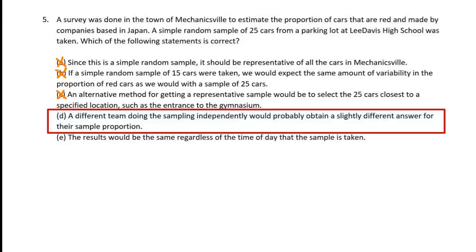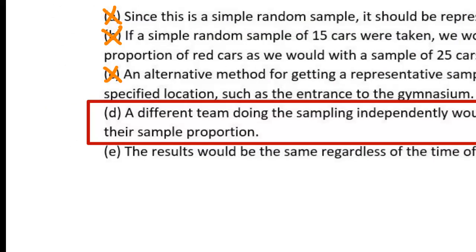A different team doing the same thing on a different day, independent of the first group, is going to get something that is probably similar to, but not identical to, the results from the first team. Maybe there were 3 people that own red cars built in Japan that were absent the day the first group went, but they were present when the second group did it, so their proportions would be a little bit different. And then the last one: the results would be the same regardless of the time of day that the sample is taken. Do you think that you would have the same proportion of red Japanese-made cars in the parking lot at 11 p.m. on a Saturday as you would at noon on a Thursday? No. So that one is definitely false.